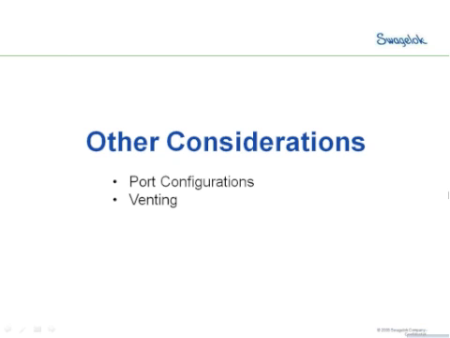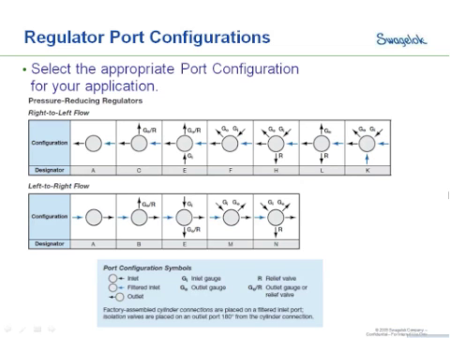So moving on, we're going to talk about a couple of other considerations that you're going to have to make when you're selecting your regulator, and then get into an example. So the first thing to consider once you've identified the appropriate regulator model is now selecting the port configuration. And there's many port configurations available from all the different manufacturers. Right to left flow, left to right flow, inlet gauges, outlet gauges, relief valve ports. All of that is really up to you and your application.